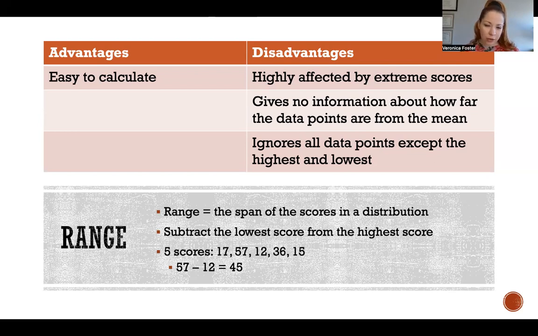It's highly affected by extreme values. So if you have a very high score or a very low score that is an outlier, then that's going to significantly affect your range. It gives no information about where the different data points are located relative to the mean. So how much are they clustered or not? And it ignores all of the data points in the data set besides the highest and lowest. So not terribly useful, but very easy to calculate.